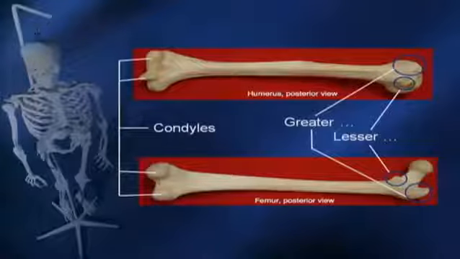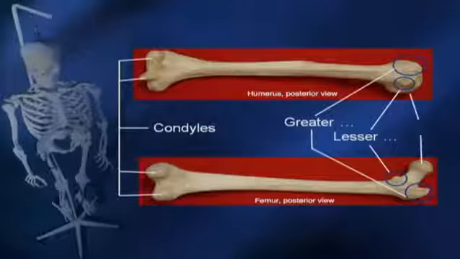Now, what do greater and lesser actually refer to? They refer to the size. So larger and smaller is what it's really saying. In the humerus, that's pointing to a structure called the tubercle. So we have the greater and lesser tubercle. Inside the femur, it's referred to as the greater and lesser trochanter. So we see a set of paired terms that are the same in both bones.